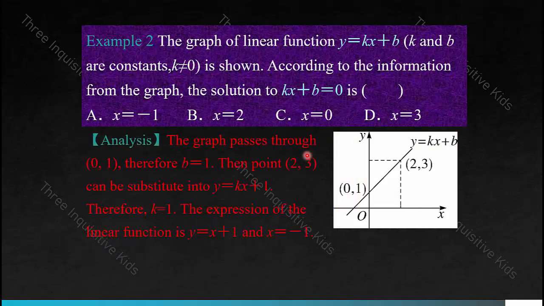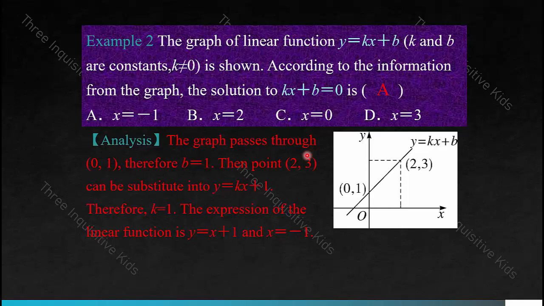Alright, so the correct answer would be A. Here's the analysis. The graph passes through (0, 1). Therefore, b is equal to 1. This is its y-intercept. Then the point (2, 3) can be substituted into y is equal to kx plus 1. Therefore, k is equal to 1.